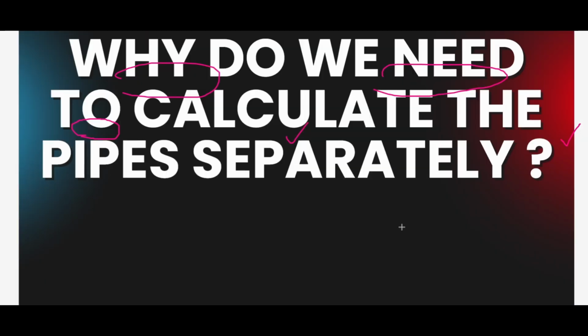So now we have the answer for this question. Why do we need to calculate the pipe separately? The answer is that the rate is totally different.